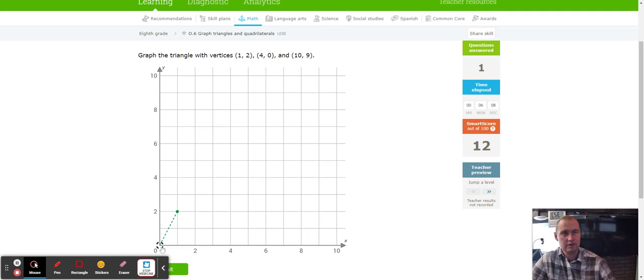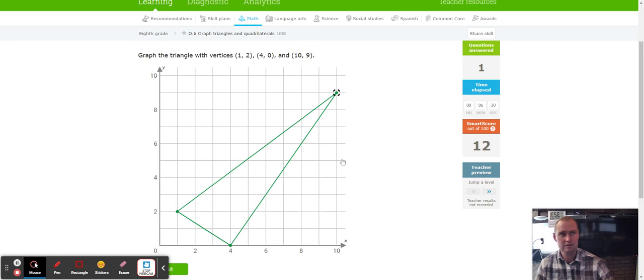Next value, start over again at 0, 0. To the right 4. Don't go up, don't go down. A 0 means stay on the x-axis because there's no y value. When y is 0, you don't go up, you don't go down. And our last value is pretty far. We're going to go all the way over 10 on the x-axis and up 9 on the y-axis.